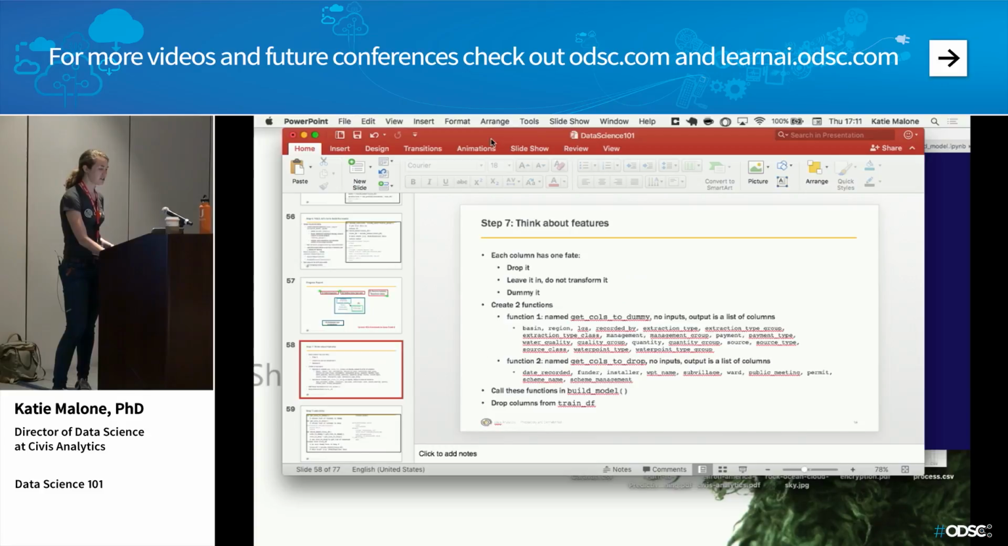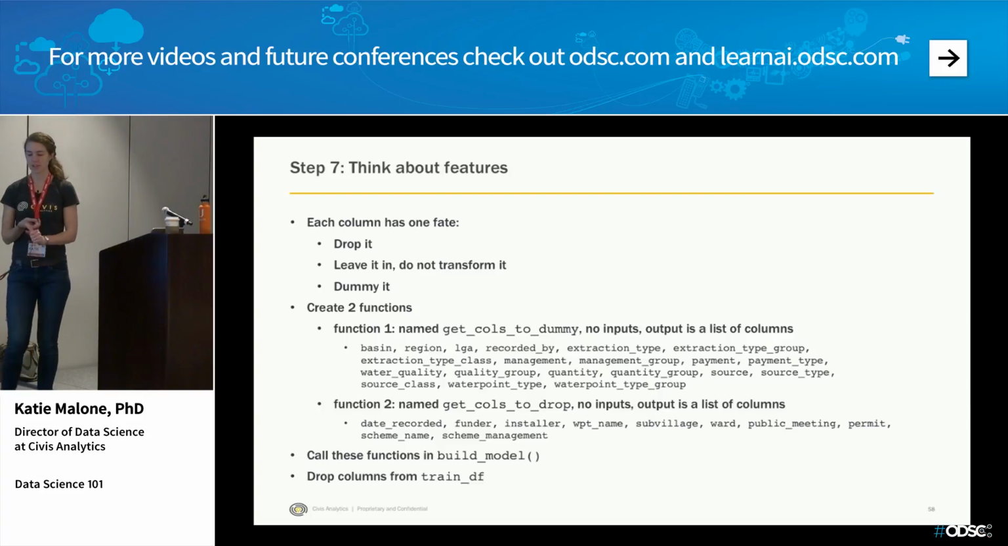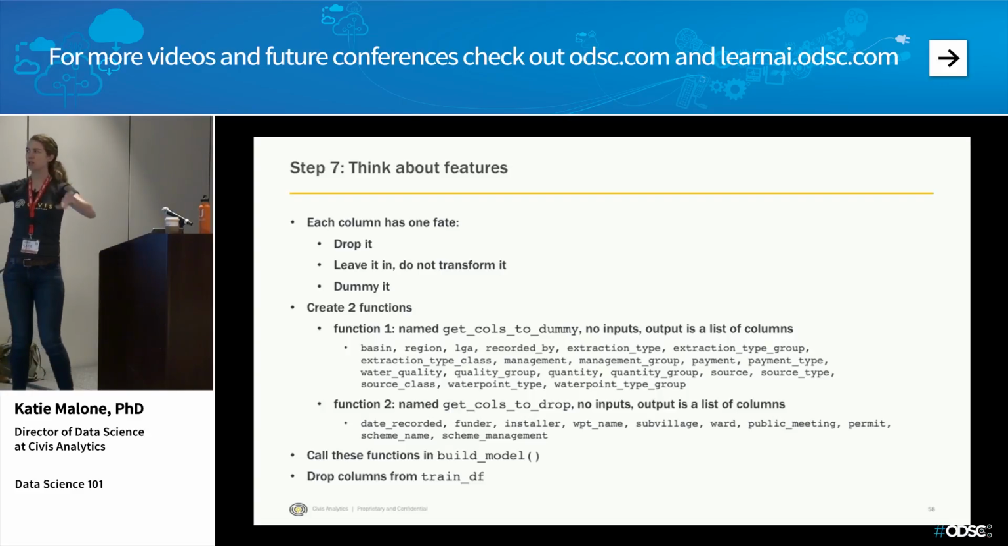So let's think about the features a little bit. What am I going to have to do here? It wasn't just about dummying the features. I had to come up with a few different fates for each of the columns in my data set. Some of them I have to dummy. Some of them I want to leave alone. And some of them I want to drop. And so let's think about ways that we can accommodate each of those different use cases.